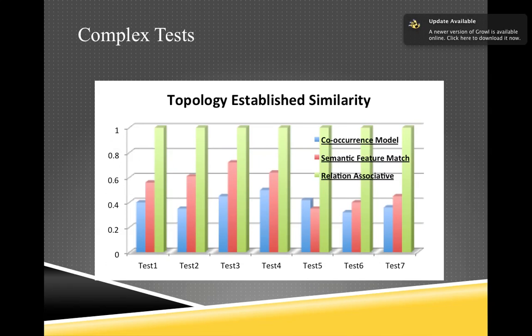And the effectiveness of the semantic feature match model depends on the semantic features you get. If the original topology of the plaintext is a tree or tree-like topology, the semantic feature match model is very effective. For example, in test 3, test 7, test 4.